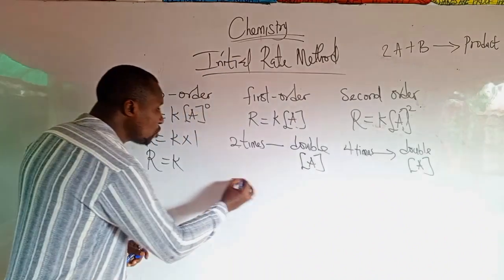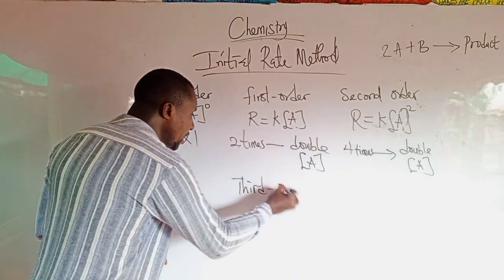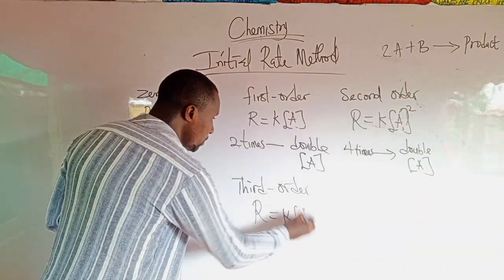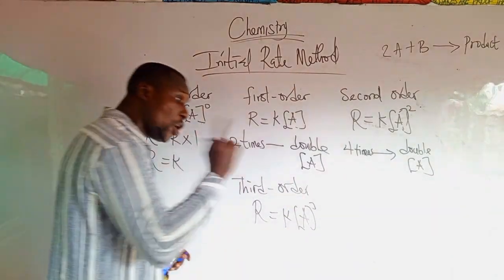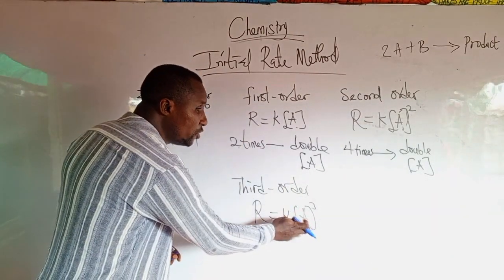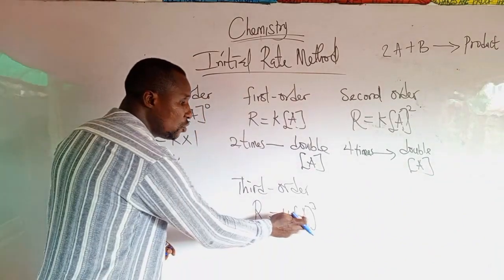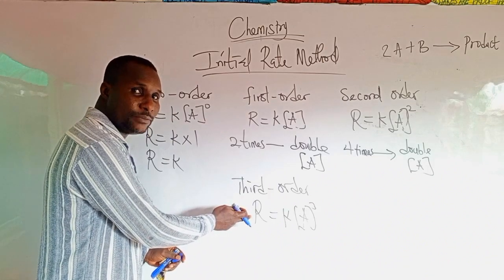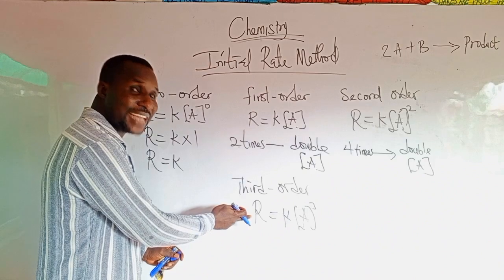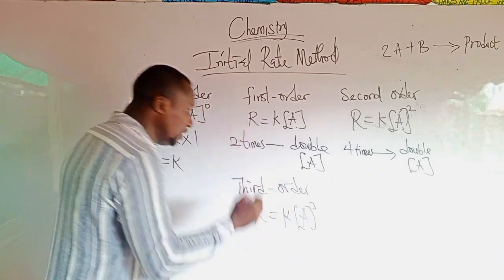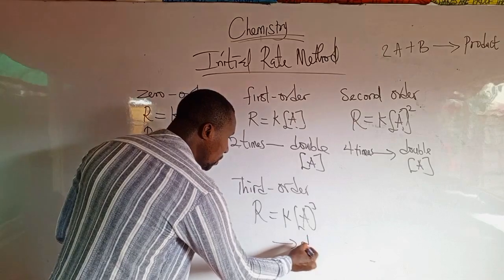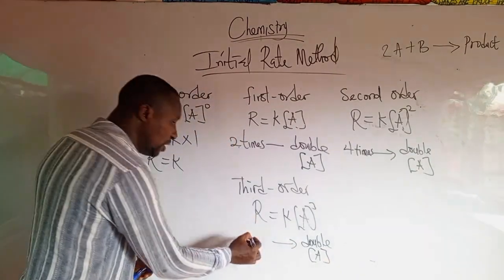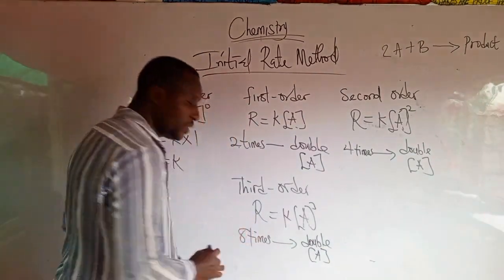Under third order, when you have R equals K, A cubed, this is third order. For third order, if you double the concentration of A, the rate of reaction will increase 8 times. Please take note of all these things.